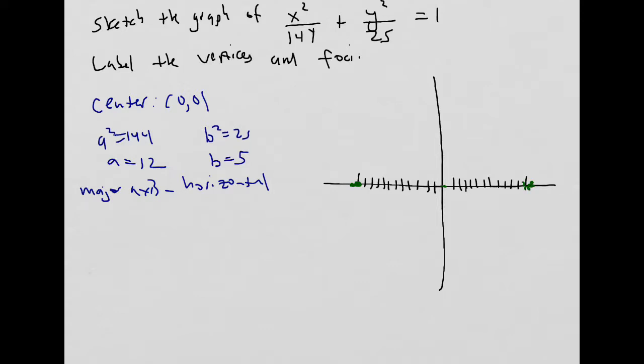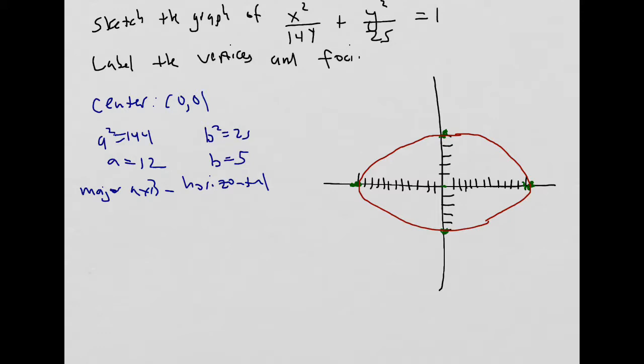What is b in this case? b is equal to 5. So what does that mean? b relates to the minor axis. In this case, we're going to go up and down 5 units from the center up and 5 units from the center down. And then we can draw our ellipse, once again an oval or a football, if you will. We notice that the longer axis is along the x-axis, so that's called the major axis.